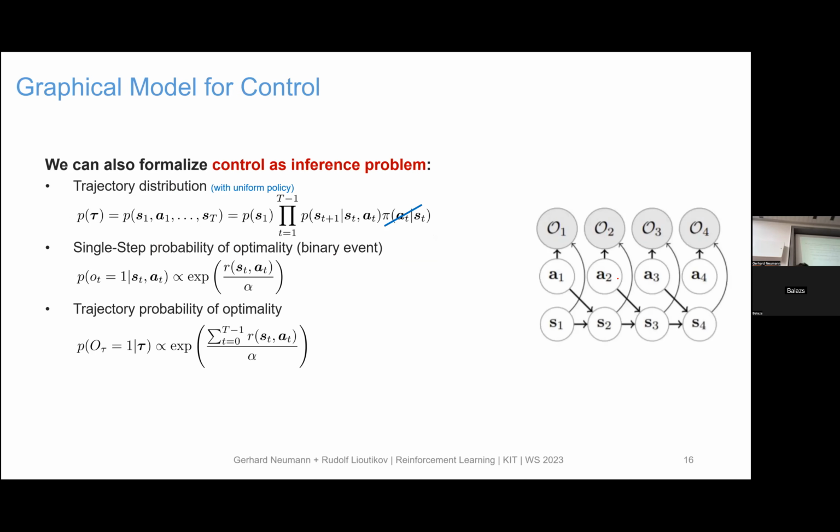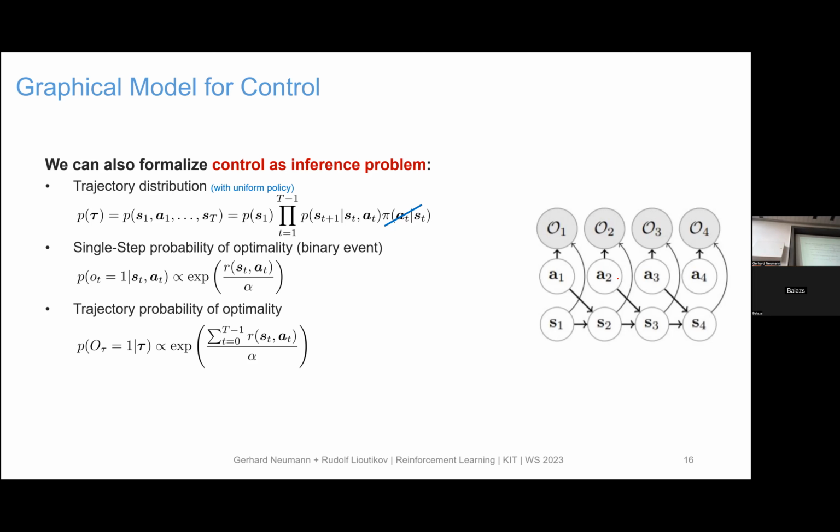Okay, so the question is now, how can we formulate control as an inference problem? What you can see here on the right is a graphical model. Who knows what a graphical model is? No one, yeah. We definitely need a lecture discussing that a little bit more. But for a graphical model, we don't really have to understand much here.